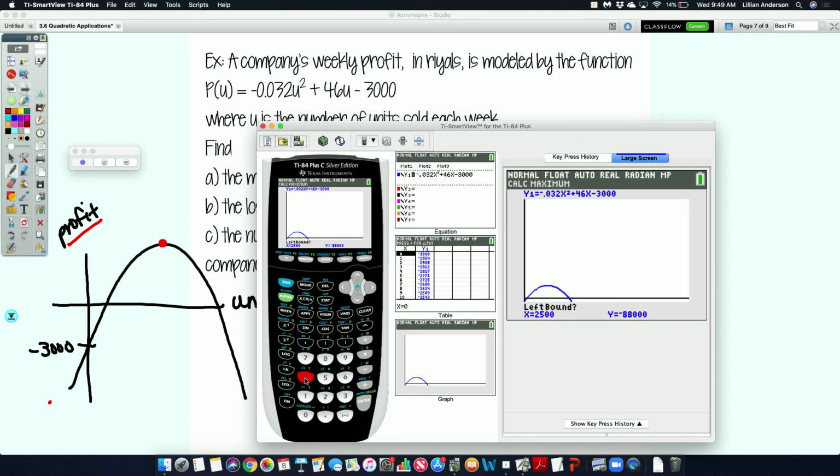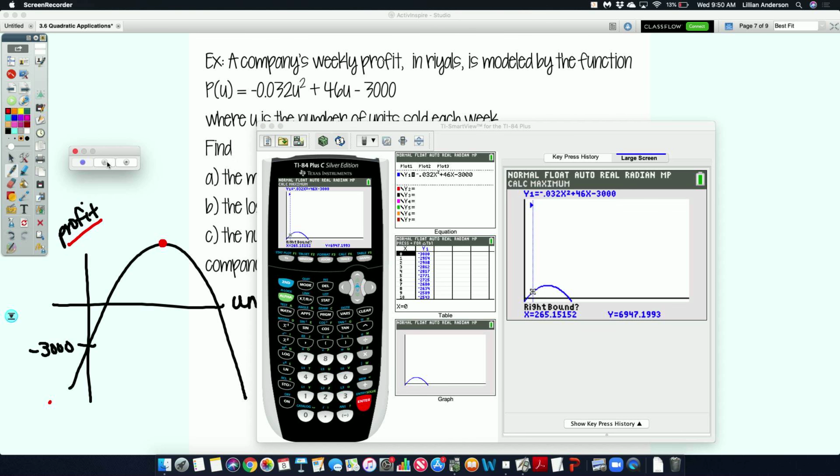Right now my cursor is at 2,500, negative 88,000. It's on this part of my graph. So I need to move over to the left of my max. How far left? To be honest, it really doesn't matter. It could be a little bit to the left. If there are multiple maximums or minimums, you don't want to go too far because then it might register the minimum. But I go to the left of my max and I click enter.